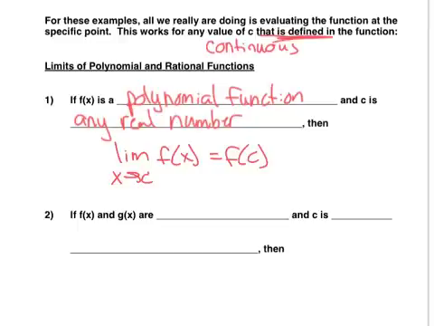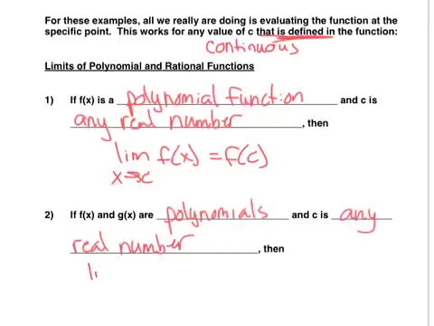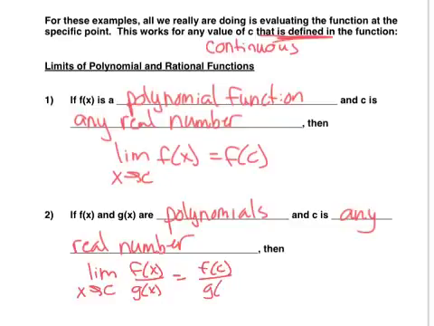And the same thing is true for a quotient. If f of x and g of x are polynomials and c is any real number, then the limit of that quotient as x approaches c of that rational function is also going to be the same as when you evaluate the function, as long as it's defined. That means g of c is not 0: f of c over g of c, if and only if g of c is not equal to 0. So in a lot of cases, the limit of the function is the same as the value of the function.